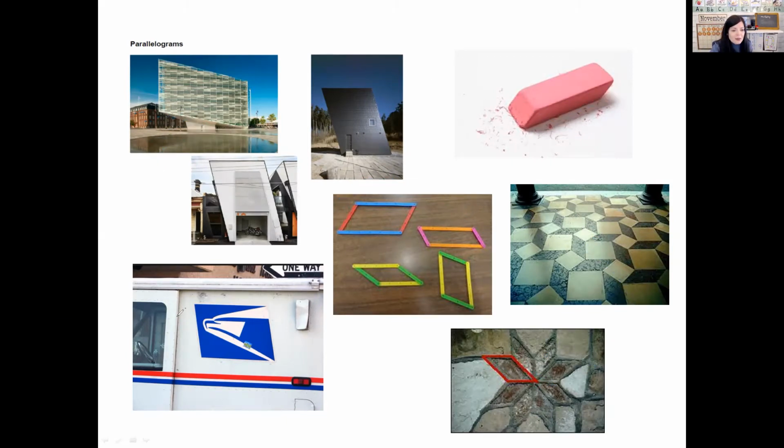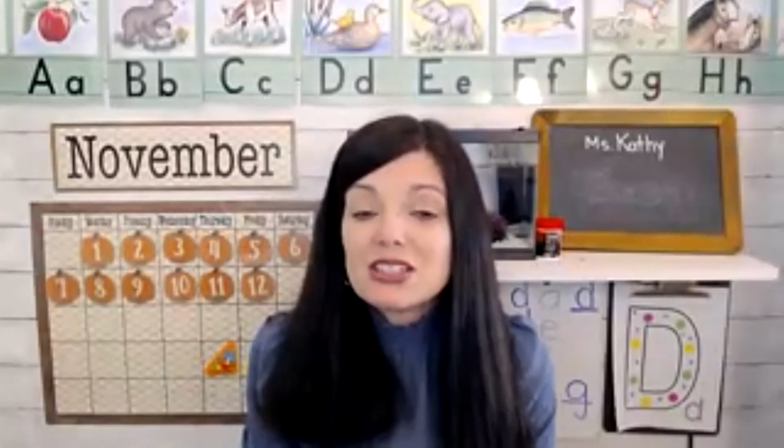On the side of the mail truck, there's a parallelogram. A parallelogram is just a rectangle or a square that's leaning. Well, that was our shape practice for today.